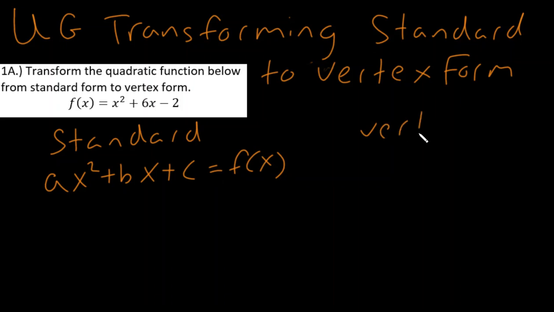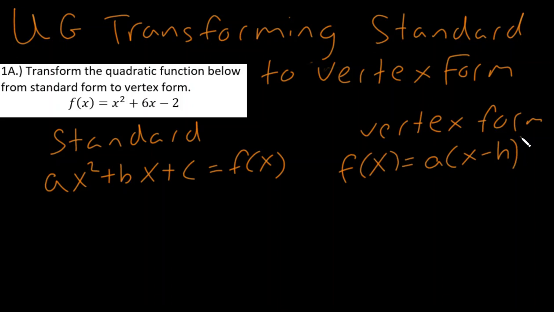And what is vertex form? Well, vertex form is when you're in this kind of form here, a parentheses x minus h squared plus k. Okay, and we want to transform from standard form into vertex form. And this is going to involve a really interesting little trick that you've never seen before. But once you master that one little bitty trick, this actually becomes pretty easy. So let's go ahead and tackle this.